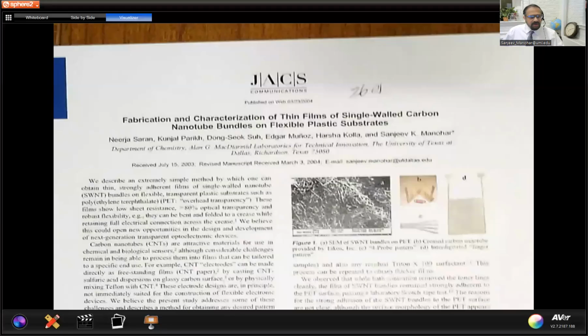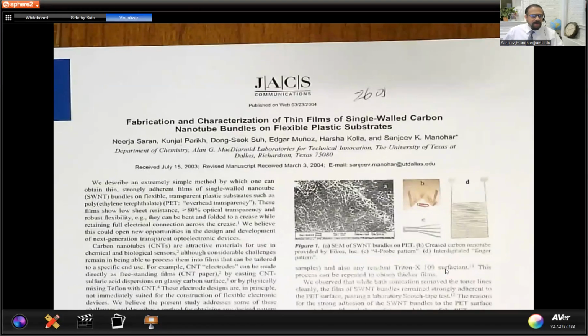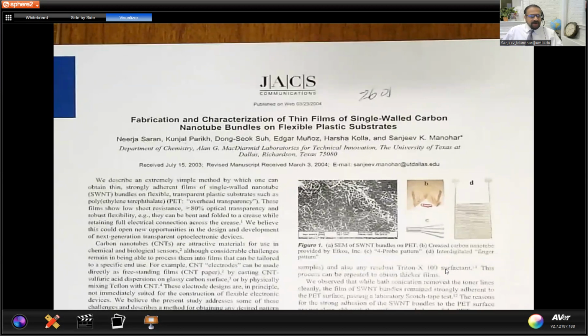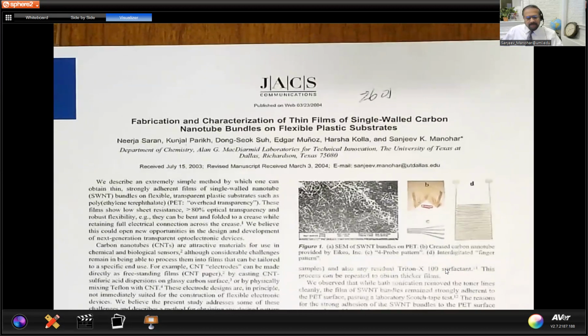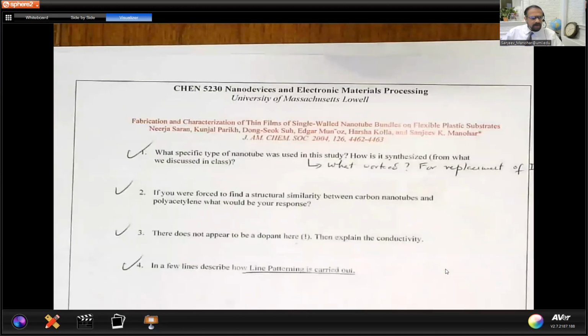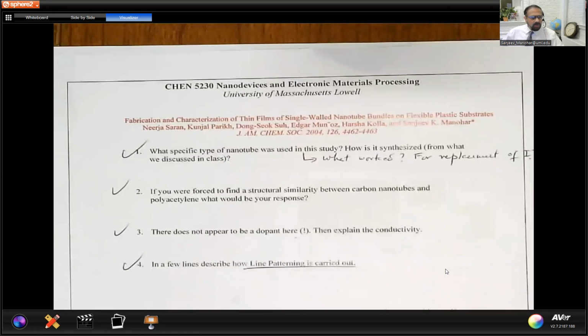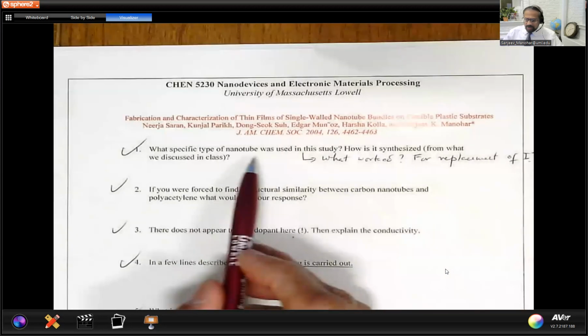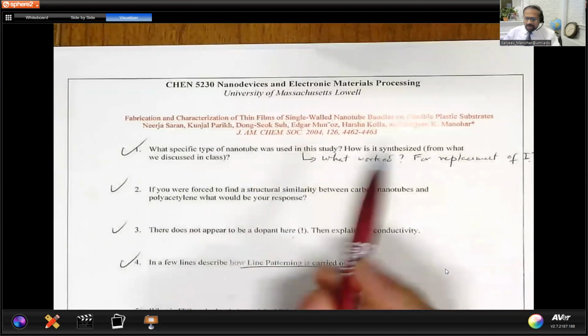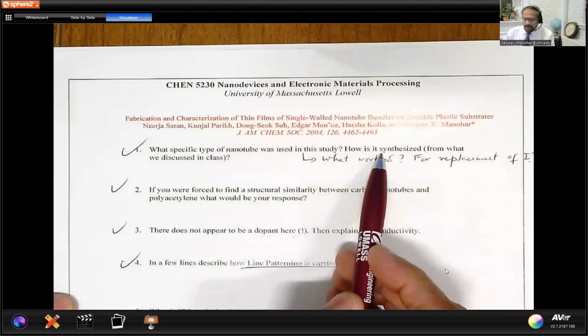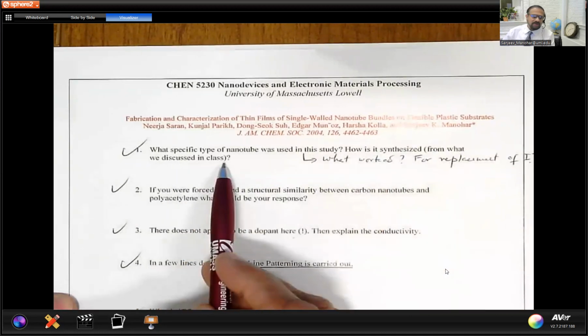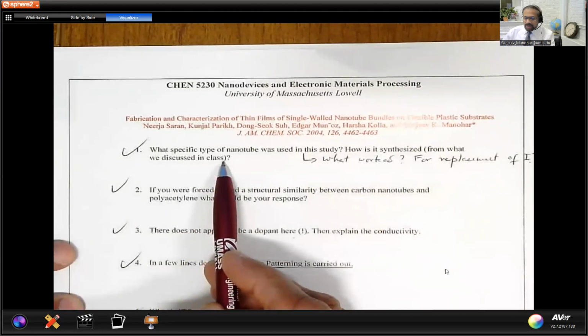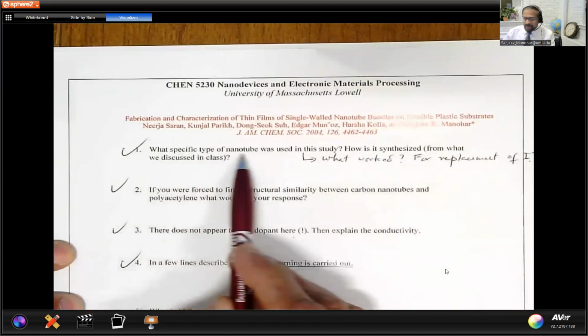So here is your article, Fabrication and Characterization of Thin Films of Single-Wall Carbon Nanotube Bundles on Flexible Substrates, all kinds of stuff I think you read. And question number 1 is, what specific type of nanotube was used in the study? How is it synthesized, from what we discussed in class? Two questions here. So the first thing is, what specific type of nanotube?